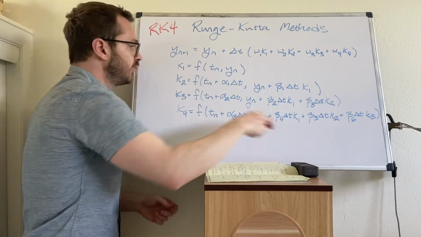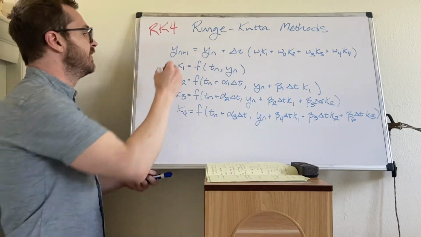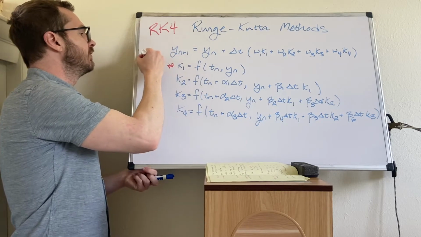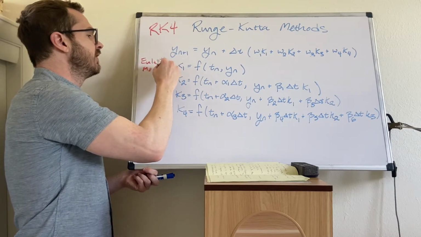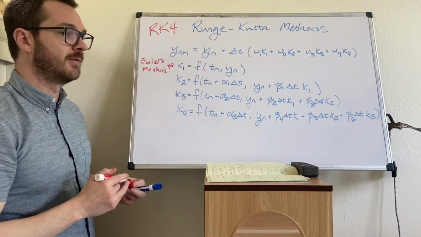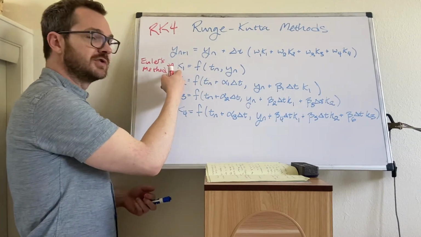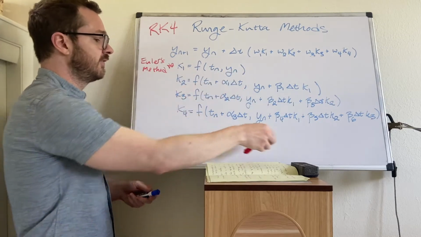The first one, K1, is effectively Euler's method. Euler's method is a first-order Runge-Kutta method. It's simply the differential equation evaluated at the states.